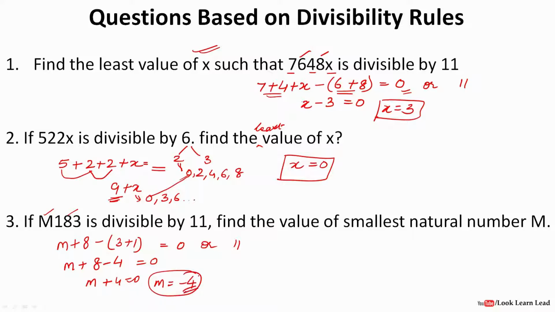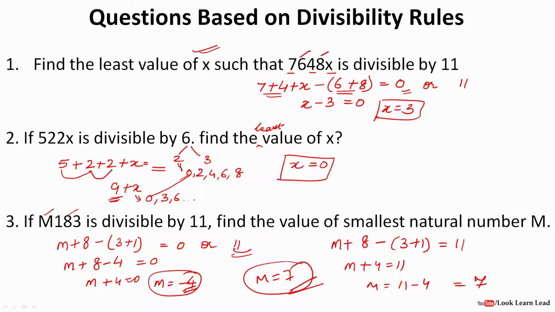So M plus 4 is equal to 0 and the value of M is coming minus 4. But minus 4 can't be the answer. So when this type of negative value comes for M, then we have to go for the other number, that is 11. That is, we would do M plus 8 minus 3 plus 1 is equal to 11. In case of 0, we will take it as 11. It would be M plus 4 is equal to 11. So M would be equal to 11 minus 4, which is 7. So here the value of M is 7. This is the right answer. Whenever the negative value is there, you have to take 11.